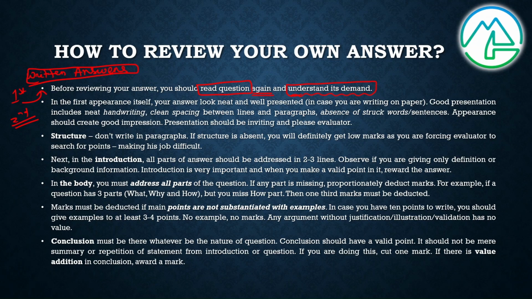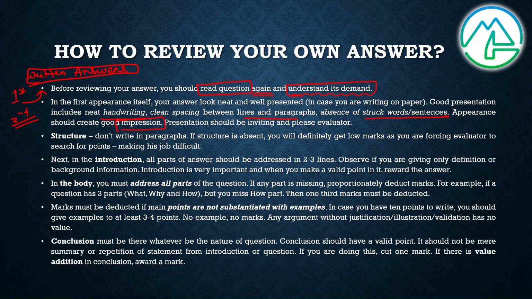The first thing that the examiner will see is an impression. What impression does it create? If your handwriting is legible, if you are writing in paragraphs or lines, if there is spacing between those paragraphs or lines, if there is an absence of struck words or sentences. मतलब आप अगर लिख रहे हो उसमें 1000 जगह आप काट छाट रहे हो and it is looking messy, then it is not a good impression on the examiner, right? So these parameters need to be studied first or seen first if you are going to self-evaluate your answer, right?